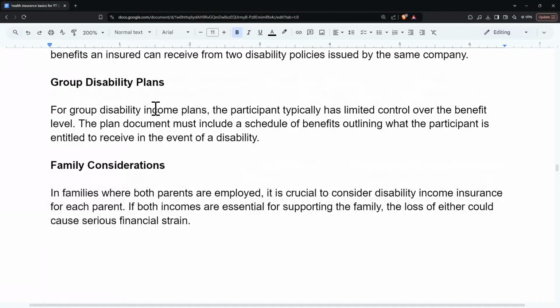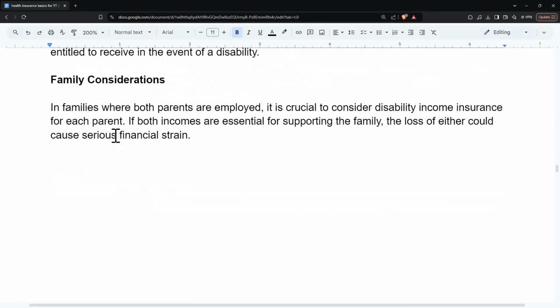All right. So group disability plans. For group disability income plans, the participant typically has, sorry if you guys hear noise, they're installing solar where I am, limited control over the benefit level. So the plan document has a schedule of benefits outlining what the participant is entitled to in the event of a disability. So for a group plan, the participant doesn't control much of the benefit, but there is a schedule of benefits letting them know what they're eligible for.